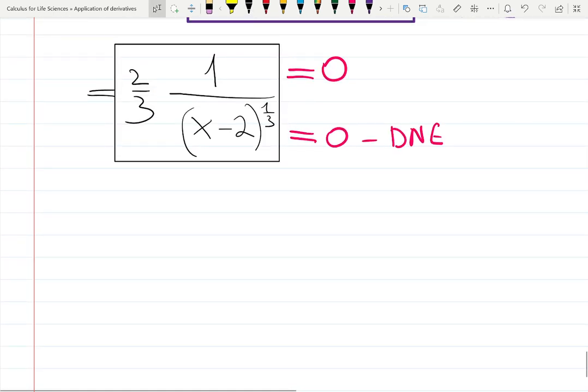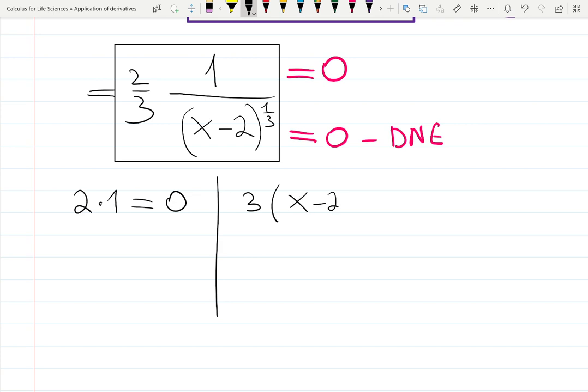So, the numerator is 2. Okay, 2 times 1, to be honest, equals 0. The denominator is 3 multiplied by (x minus 2) to the 1/3 equals 0. Both should be checked. Where the derivative is 0 and where the derivative does not exist, these points are called critical values. They are critical because they might give you maximum or minimum.